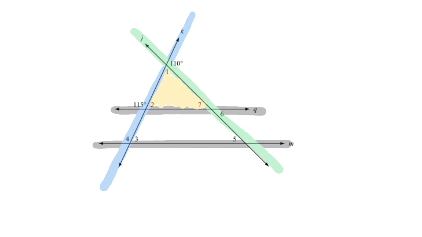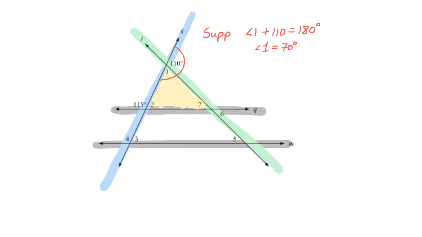Looking at the very top, I see two angles that are next to each other. This relationship is called a supplementary relationship. That means that angle 1 plus 110 degrees is going to be equal to a straight line, which is 180 degrees, which means that angle 1 is 70 degrees.